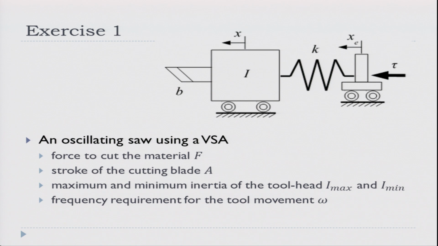And also we have that the speed at which we want to move our tool head is omega. So given these four numbers, try to guess what is the working volume of a variable stiffness that you will need.